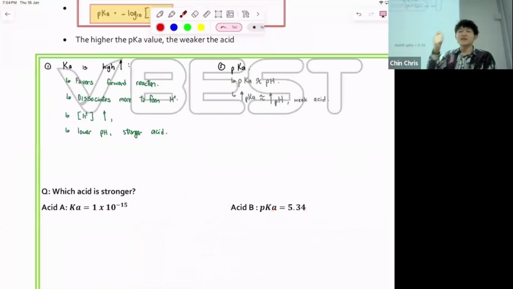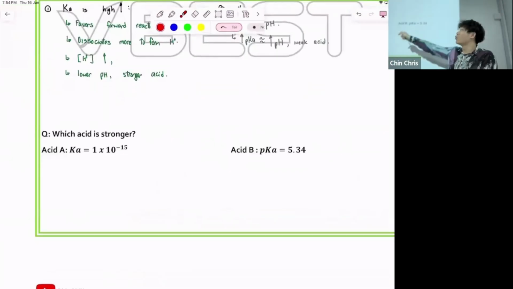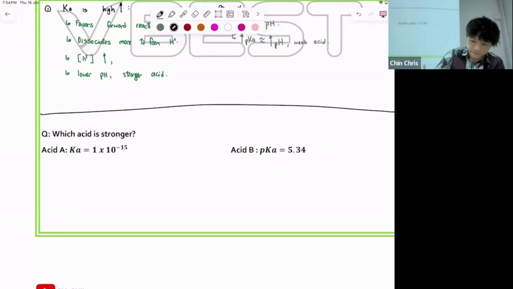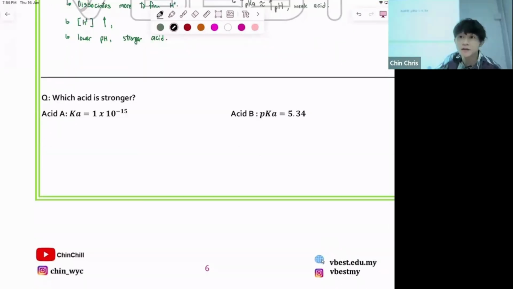Can I understand the relationship? So guys, in your mind, you know how to determine Ka, pKa, and acid strength. Okay, guys, do this question. Which acid is stronger? You can either convert to pKa to compare or convert to Ka to compare, up to you. But you're going to tell me which acid is stronger before I let you go. So guys, which acid is stronger, A or B? B, most of you got B. Good.